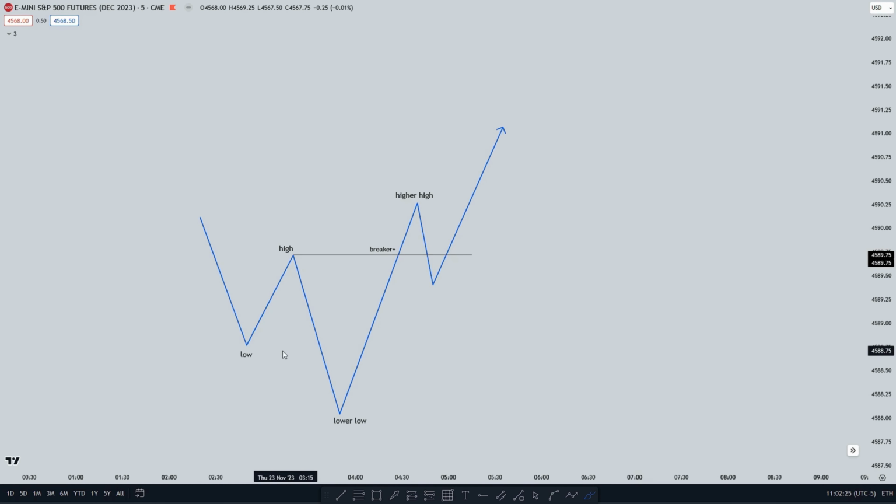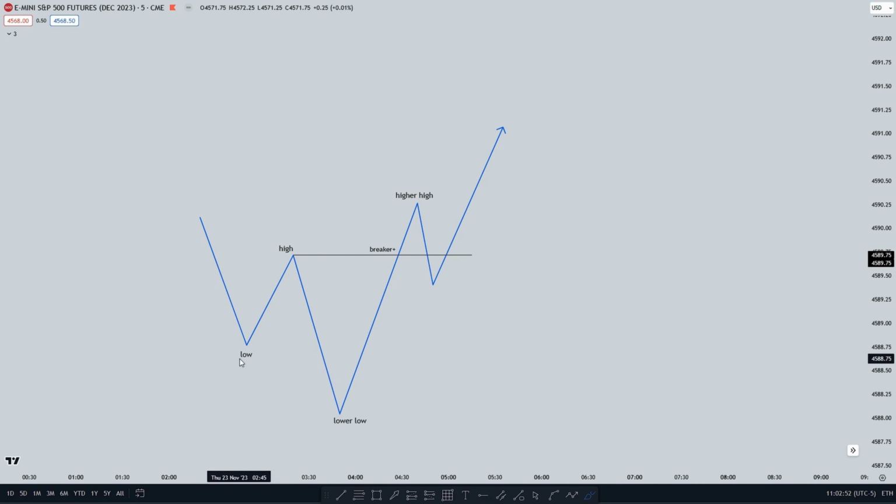In a bullish example, we want to see a low form, and then we want to see a high, and after that high, we want to see a lower low, going lower than the recent low we created right here, and after that, we want to see a higher high, distributing higher than the recent high. So right here, this would be a breaker.